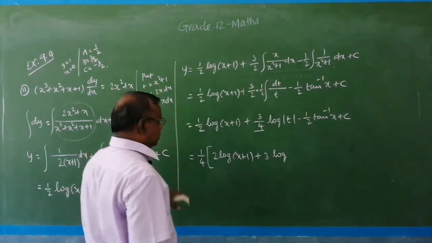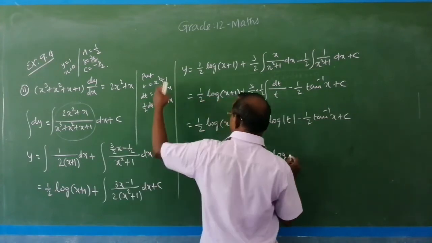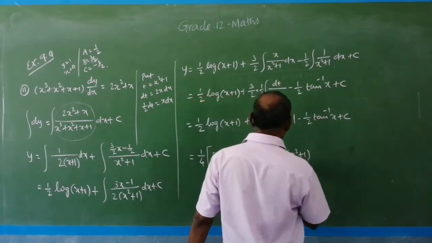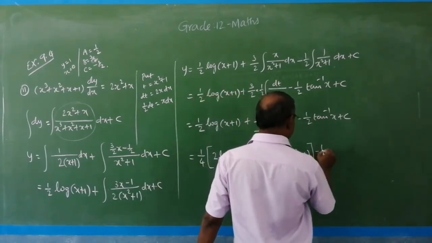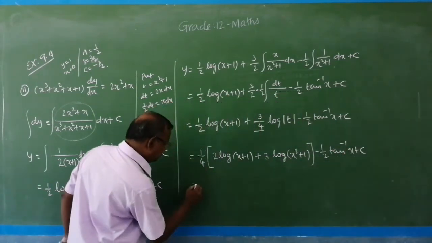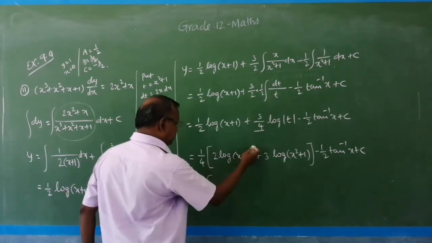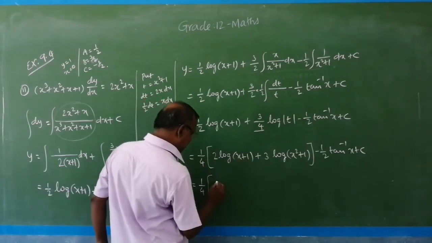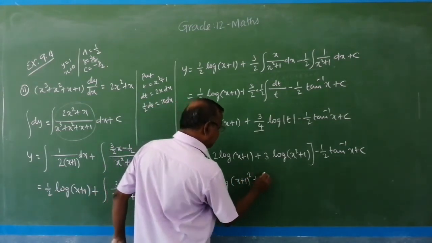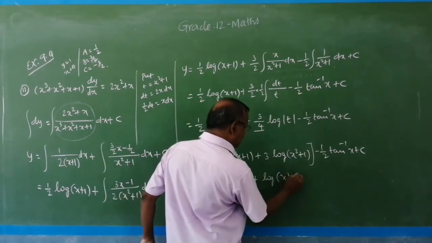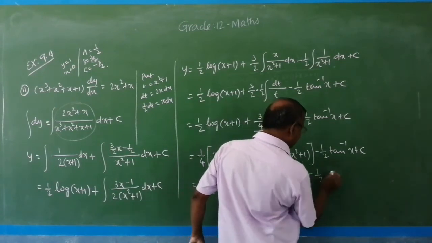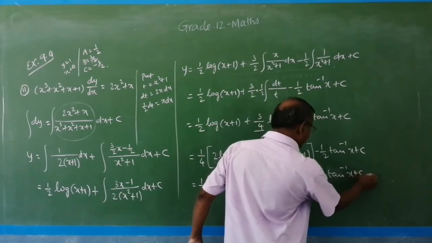t equals x squared plus 1. So it is greater than or equal to 0, therefore we need not put the modulus. 3 into log of x squared plus 1, and minus 1 by 2 tan inverse of x plus c. Now this is 1 by 4 into, bringing the coefficient to the power by the logarithm rule, log of x plus 1 the whole squared plus log of x squared plus 1 whole power 3, and minus 1 by 2, sorry, tan inverse of x plus c.